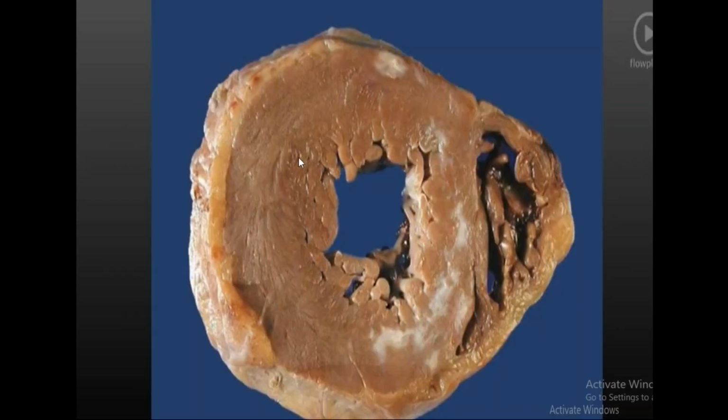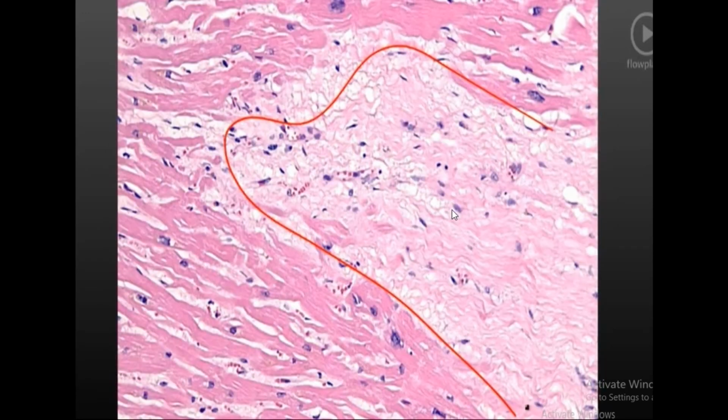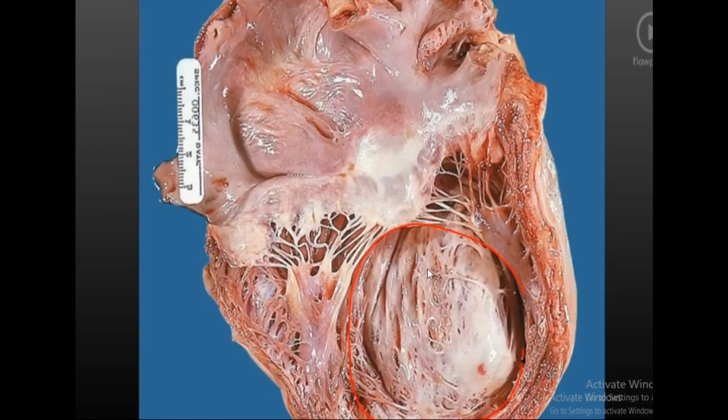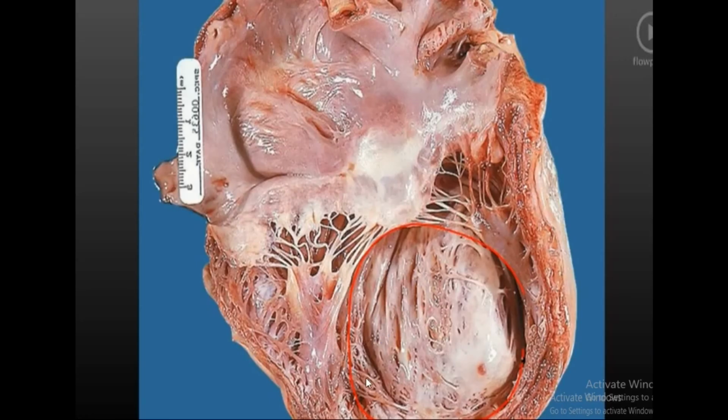And here is the scar formation. We can see white scar here. And under the microscope, we can show this is the white scar. This is one of the complications of scar formation, that is aneurysm or ballooning, which can lead to thrombus formation.